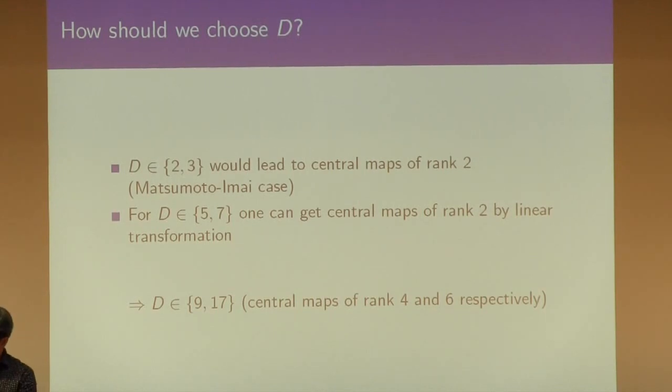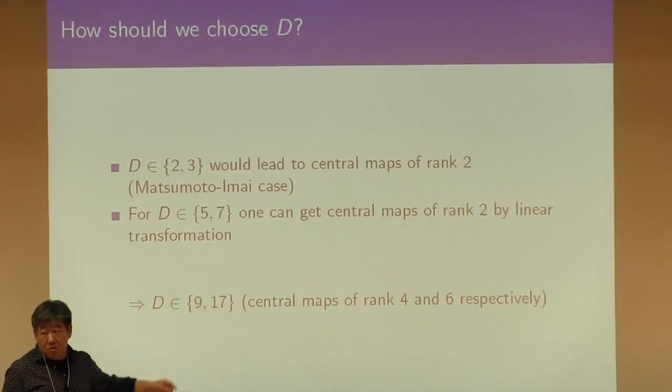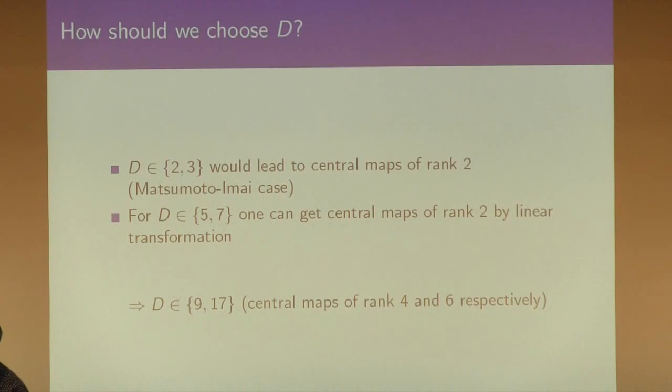So instead, we suggest choosing D equal to 9 or 17. What is 9? 9 is 2 to the third plus 1. And 17 is 2 to the fourth plus 1. Again, let me emphasize, the goal is to make the system more efficient without sacrificing any security. So we look at the choice of degree one by one, and we realize maybe we should try 9 and 17. So this is what we did.